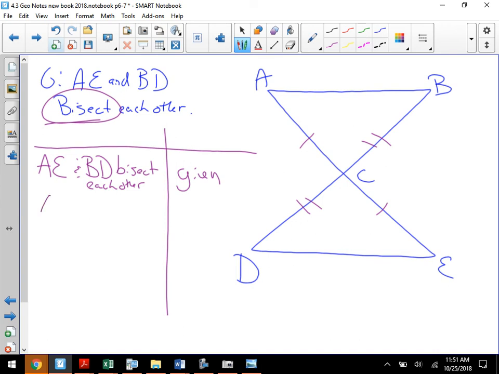I would say AC congruent to CE, definition of segment bisector. And then I would do another one: DC congruent to CB, definition of segment bisector. Now there should be a glaringly obvious next step. What is it?